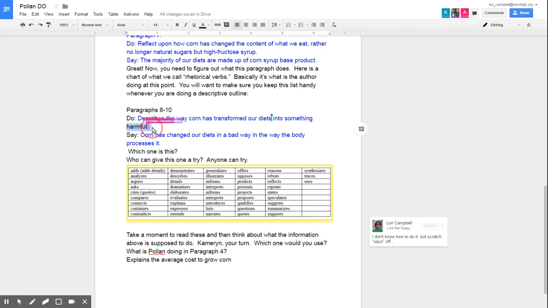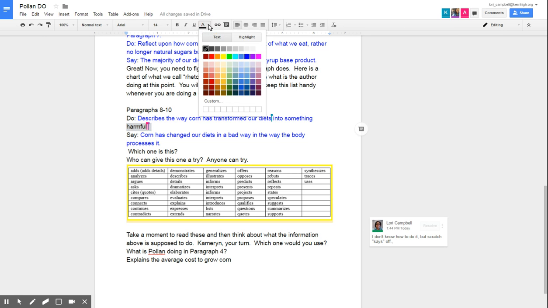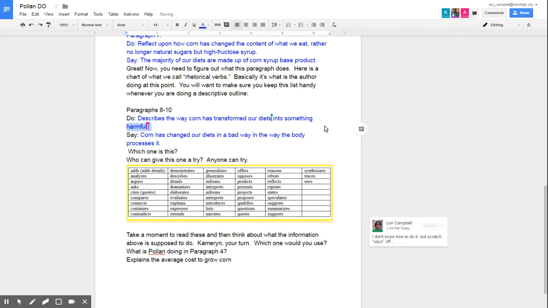Now I'm going to make this blue. And that's awesome. I will put awesome. Oop. That looked like a bad word there.